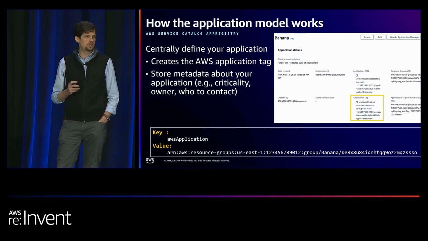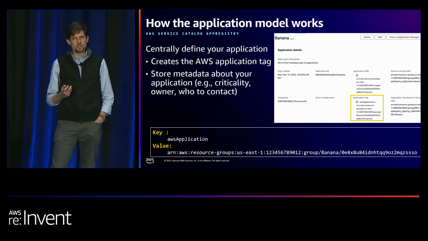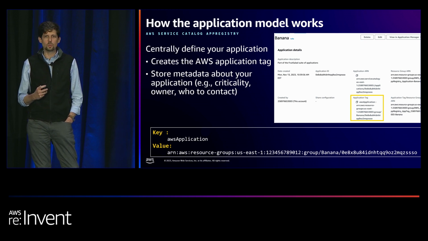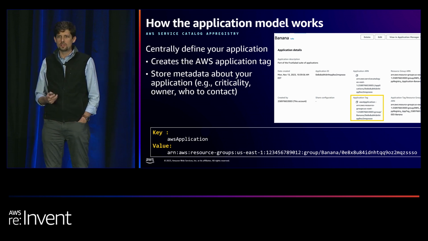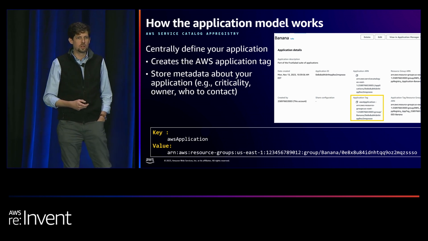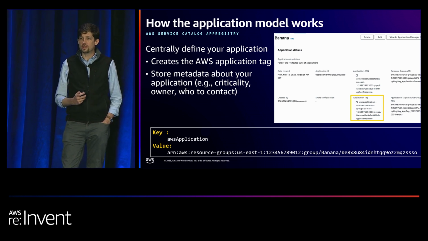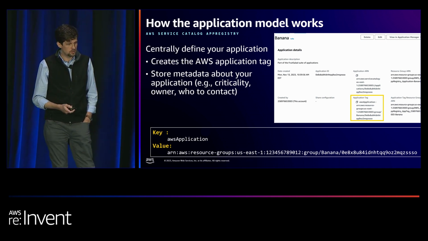With this standard AWS application key, or application tag, AWS services are able to consistently recognize that a resource belongs to a particular application. So there's now a single common definition of what is an application within AWS. That allows you to define an application once and then use and reference that same application in Cost Explorer, in Security Hub, in CloudWatch, and other places as they add support for application operations.